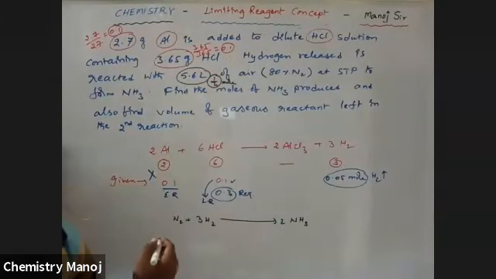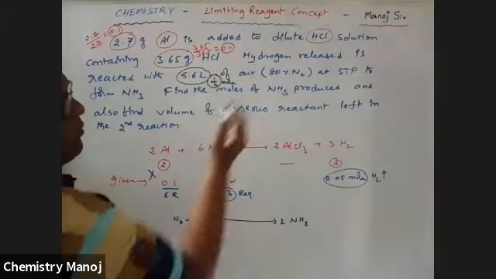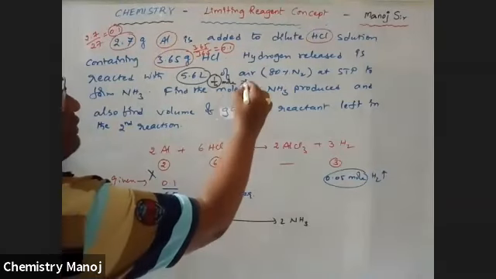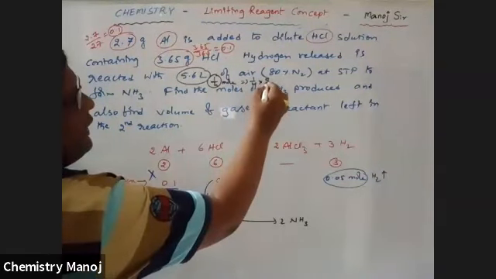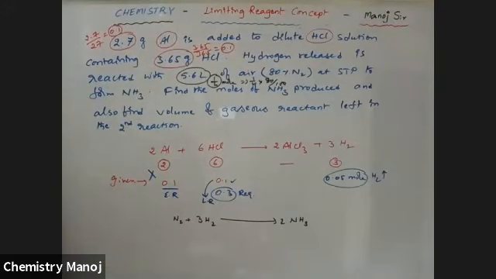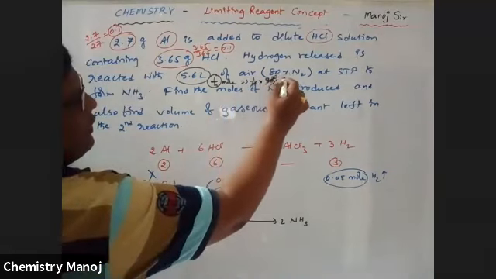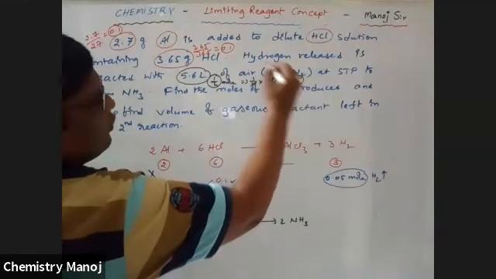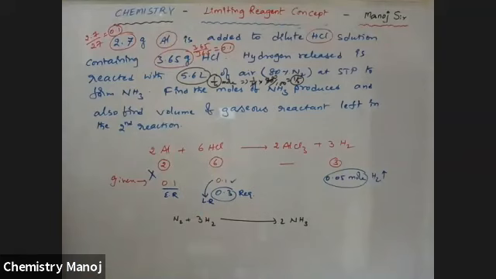1 by 4. In this 1 by 4, 80% is only nitrogen. That is 1 by 4 into 80 by 100. That much mole of N2 is involved in the reaction. 1 by 4 into 80, that is 20, it is 1 by 5. 1 by 5 mole is available.